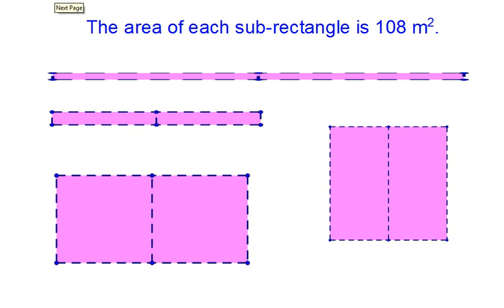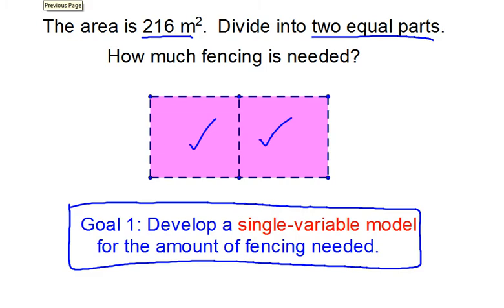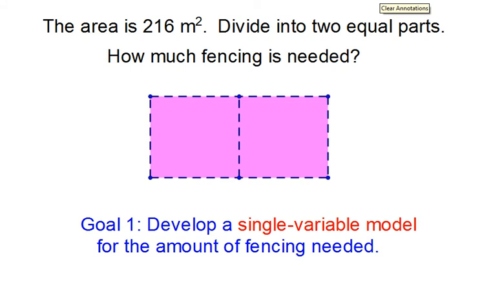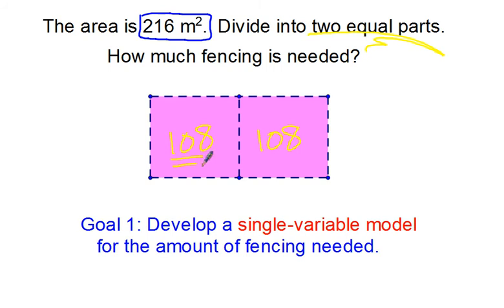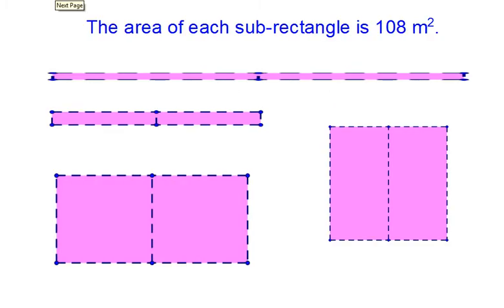In pursuit of that goal, let's just try to get a feel for the problem. The first inference that we might make is this. Knowing that we've divided this much area into two equal parts, we want the value that makes a total of 216 and is equal to the other value. So that tells us that each little plot needs to have 108 square meters of area. That's where this information is coming from.